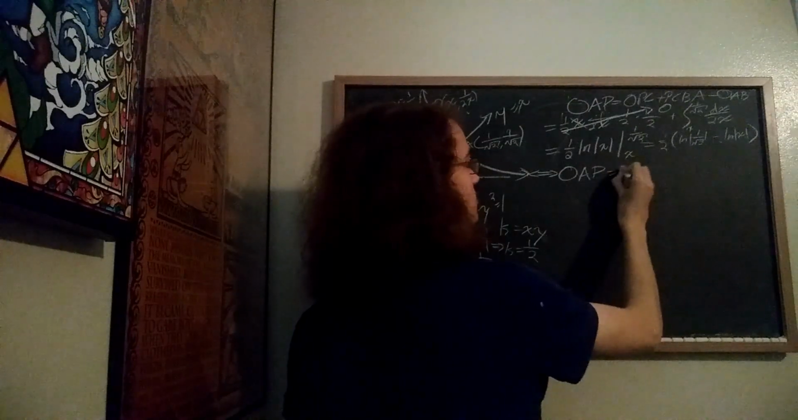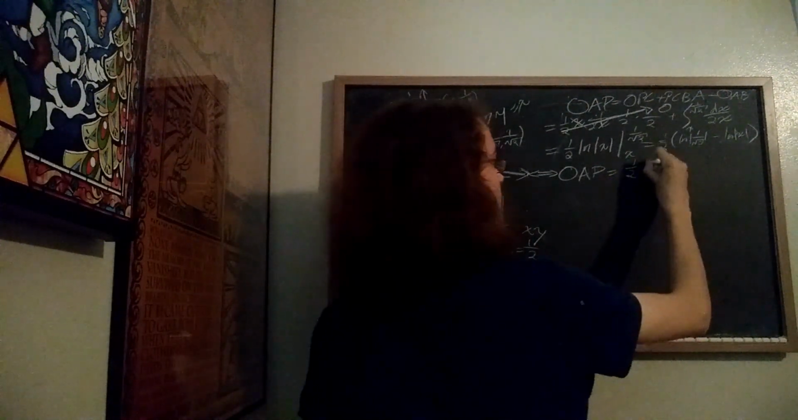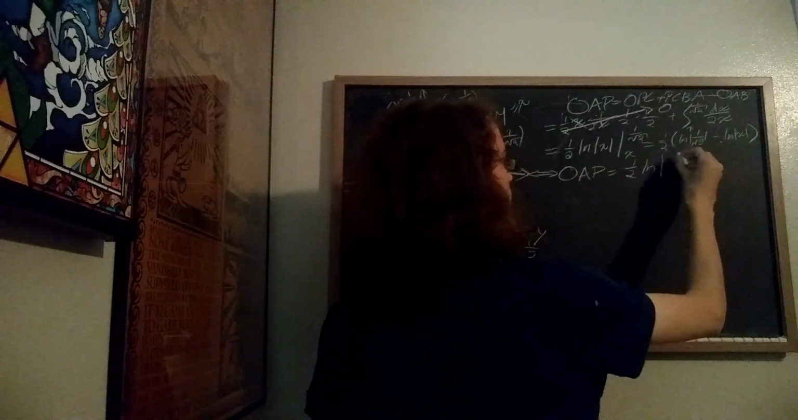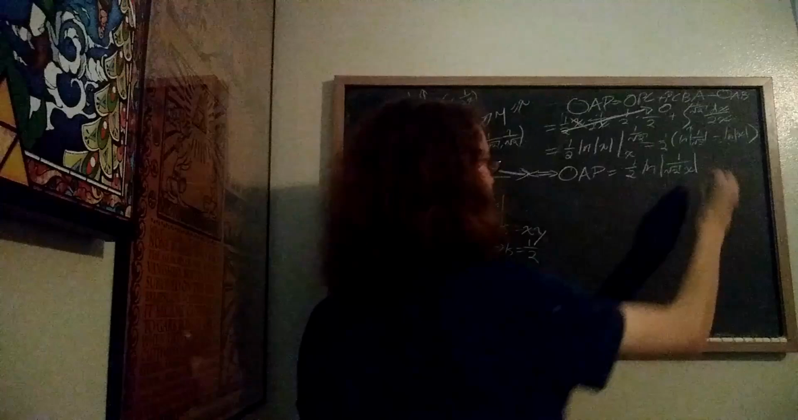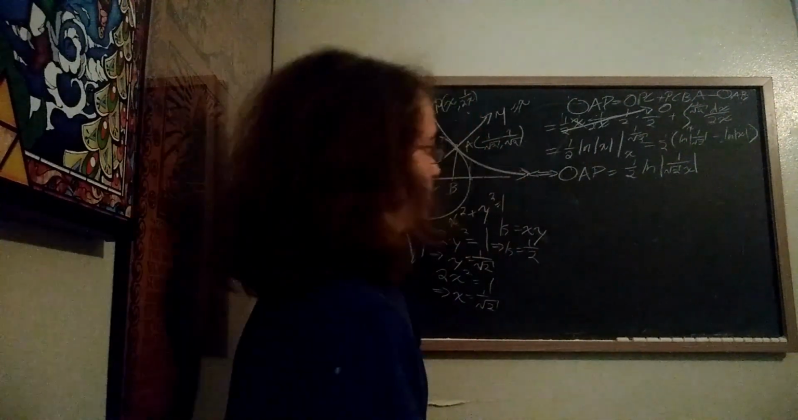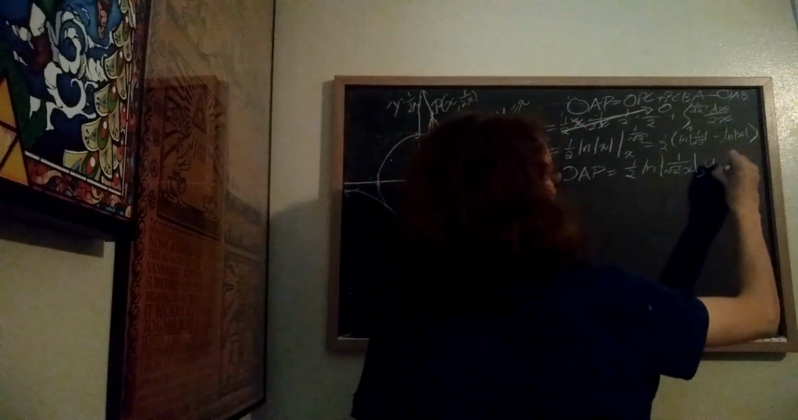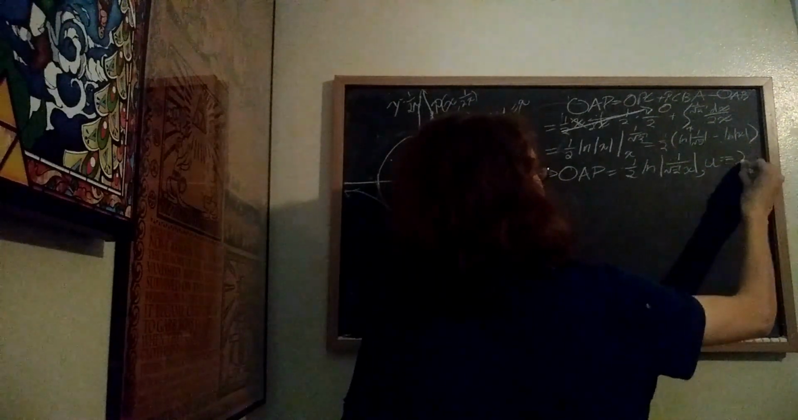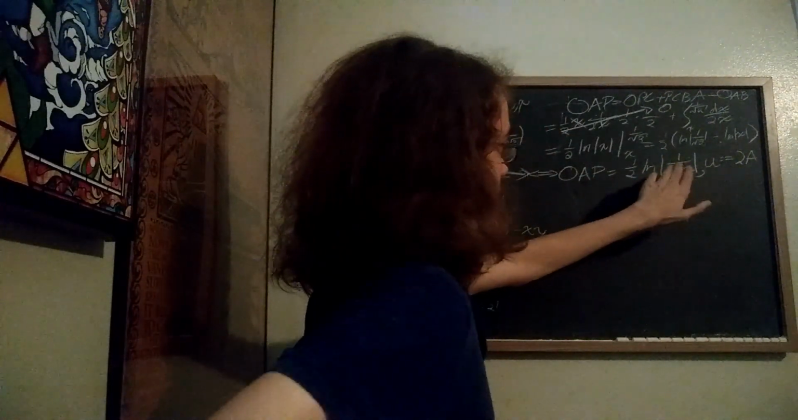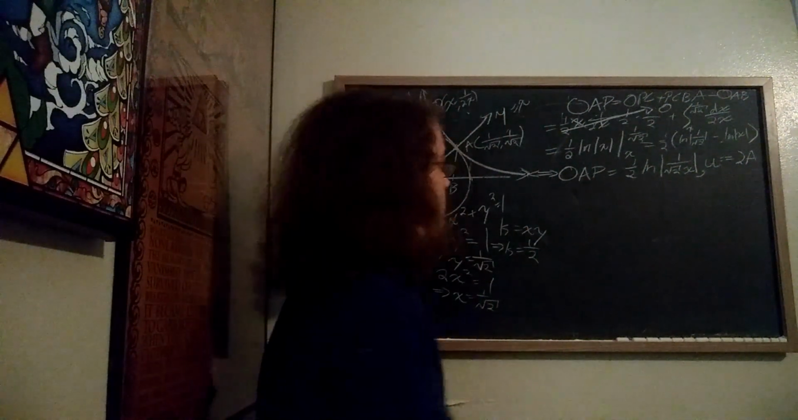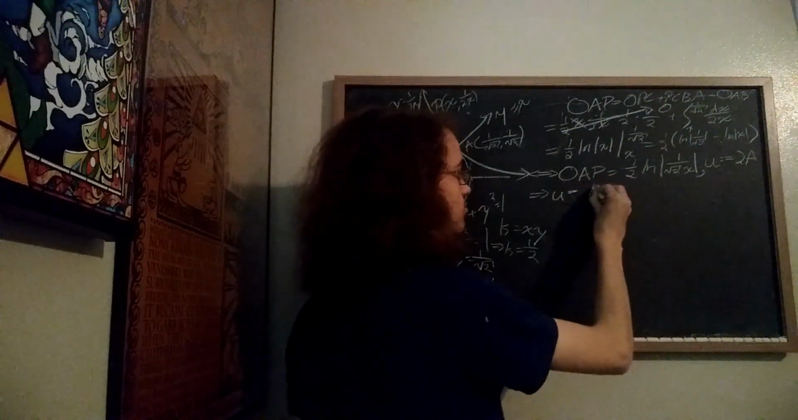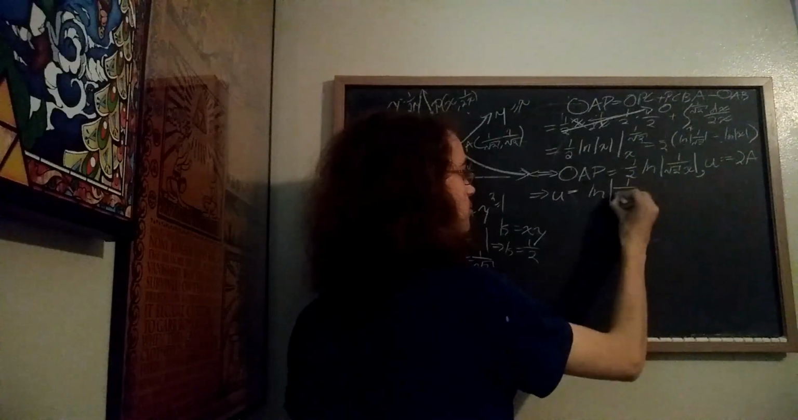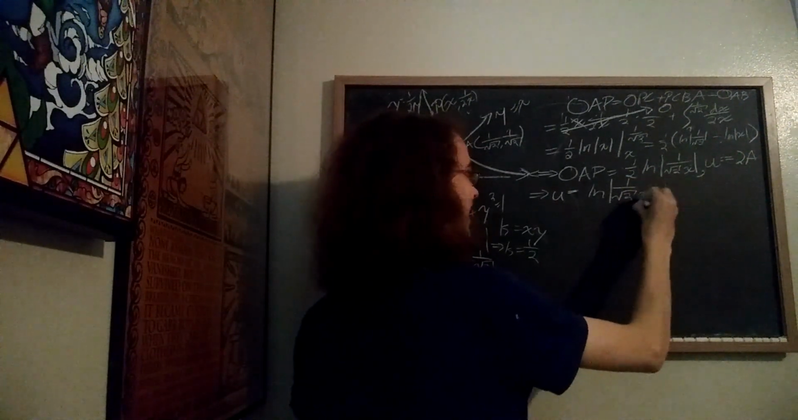And so OAP is going to be equal to 1/2 times the natural log of 1/√2x. Now remember, the input we wanted, we defined it as twice the area. And so twice the area of OAP is just going to be natural log of 1/√2x. And so we can say that u is equal to natural log of 1/√2 times x.